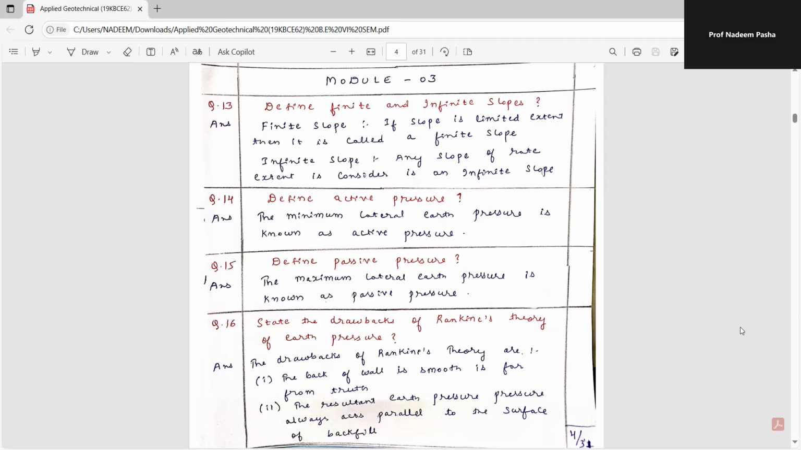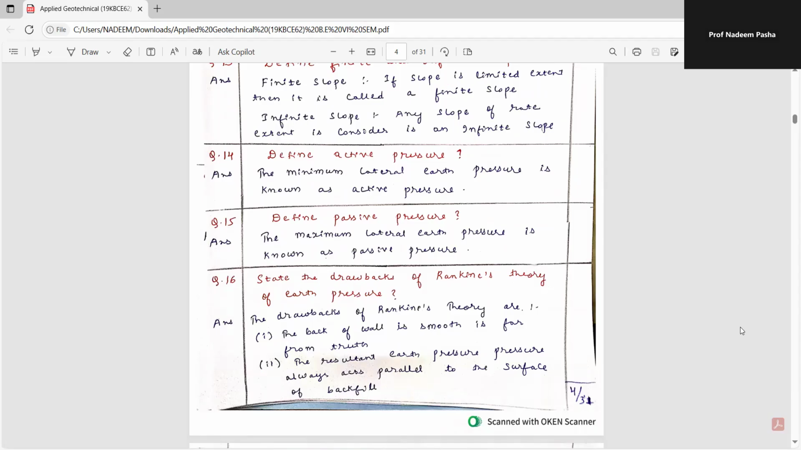State the drawbacks of Rankine's theory of earth pressure. The drawbacks of Rankine's theory are: the assumption that the back of the wall is smooth is far from the truth. What is the drawback of Rankine's theory? The back of the wall is smooth, which is far from the truth. The resultant earth pressure always acts parallel to the surface of the backfill.